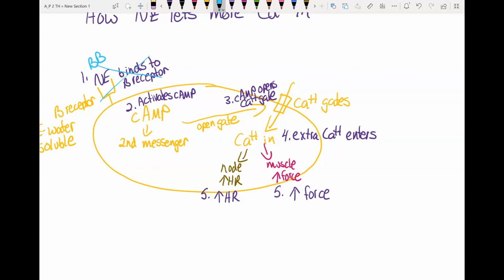A calcium channel blocker works over here. You can still have step 1 and 2, but when it comes to step 3, that's where the calcium channel blocker comes in and says, oh no, you're not coming in here, extra calcium. And it just kind of sits there and blocks it. It doesn't let it in. So again, you don't get the extra calcium in.